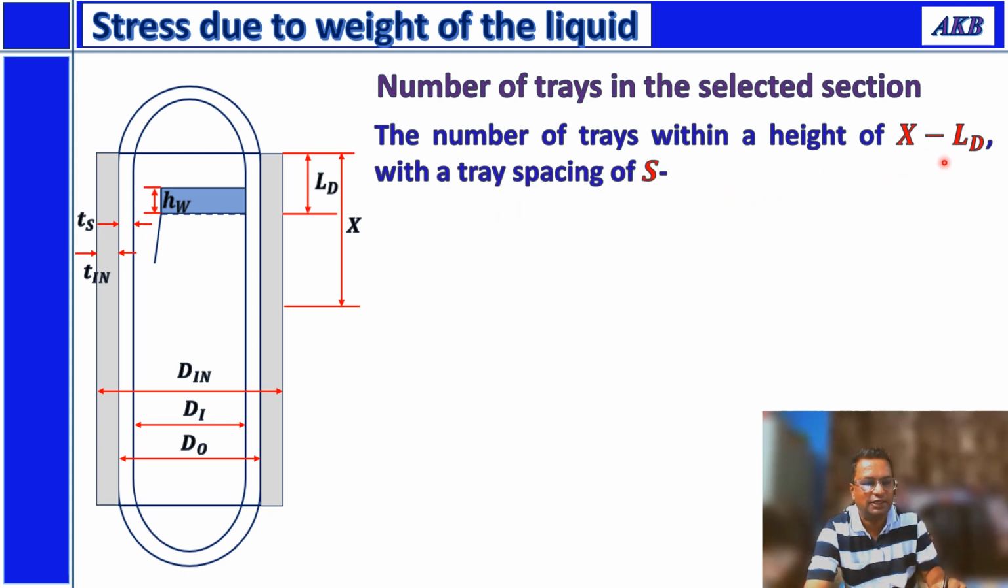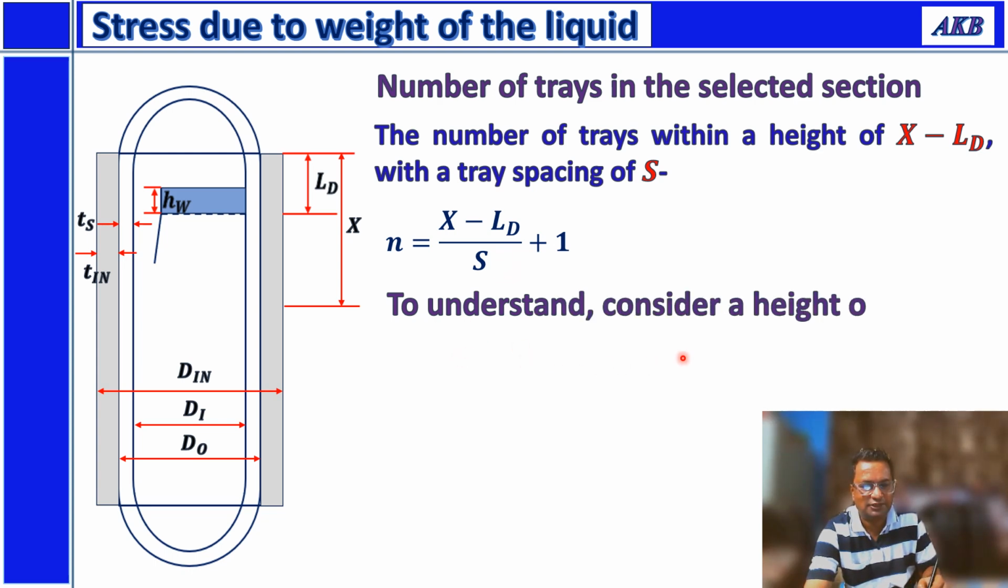So why x minus LD I have already discussed, and you have tray spacing of s. So within this distance with tray spacing of s, you will have number of trays as x minus LD upon s, that is the total distance divided by tray spacing, number of trays, plus 1. There will be one more tray. I'm going to explain that. Okay, so for time being, you understand that number of trays within this height with tray spacing of s is given as n is equal to x minus LD upon s plus 1.